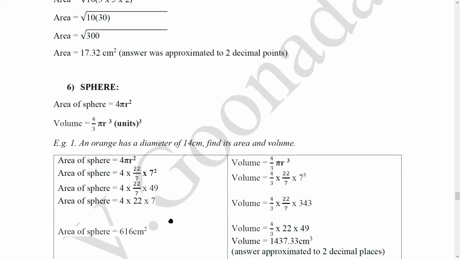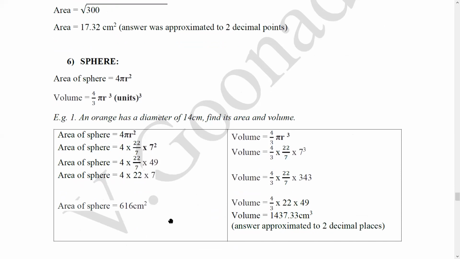So now let's look at a sphere. Those of you who do not know what a sphere is, it's like a ball or an orange or something of the sort, right? So the area of a sphere is 4 by pi by r squared. The volume of a sphere, however, is 4 over 3 pi r cubed. Of course, units cubed, right? Volume is always in cubic units.